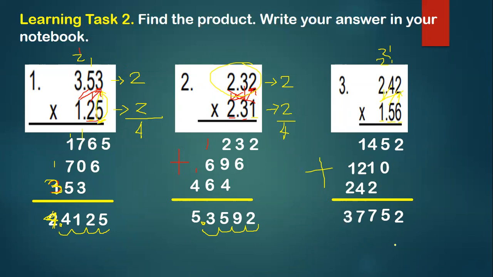Ang huling problema natin ay kung paano natin or saan natin ilalagay ang ating decimal point. So tingnan natin ang decimal places ng ating factors. So meron dito dalawa. So dito ay dalawa rin. Bakit? Dalawang number after the decimal point lang. Dalawang number after the decimal point. So ang total niyan ay 4.